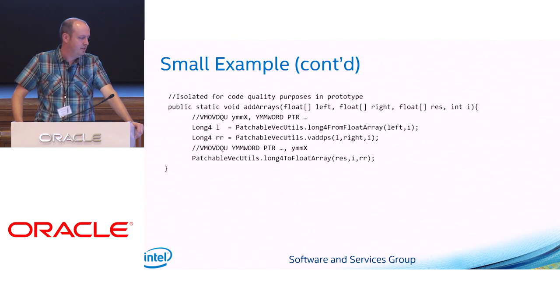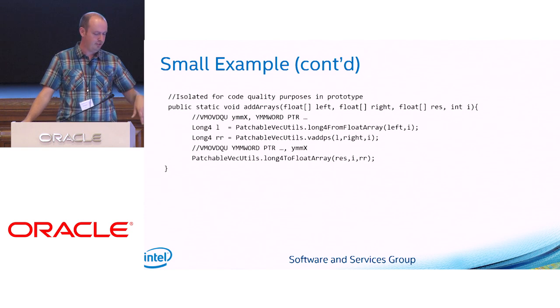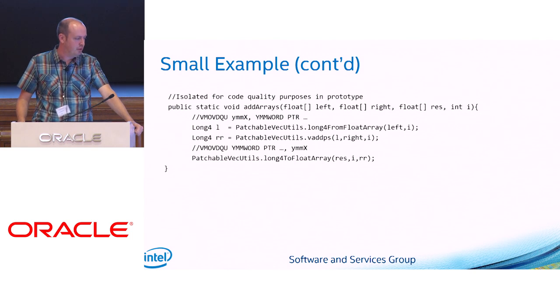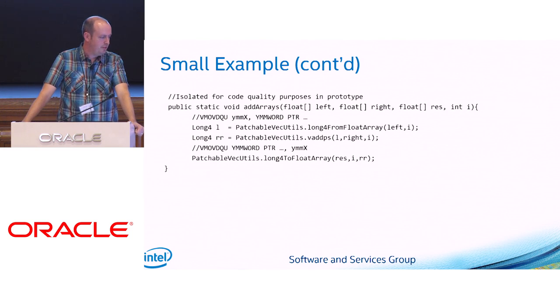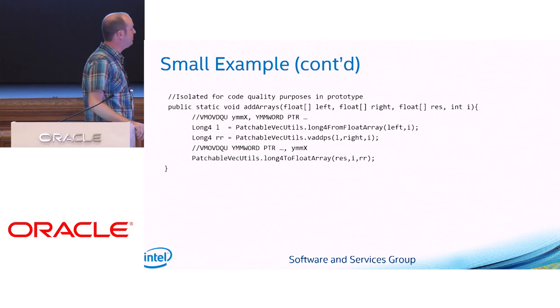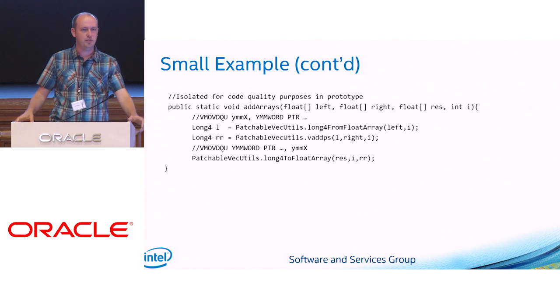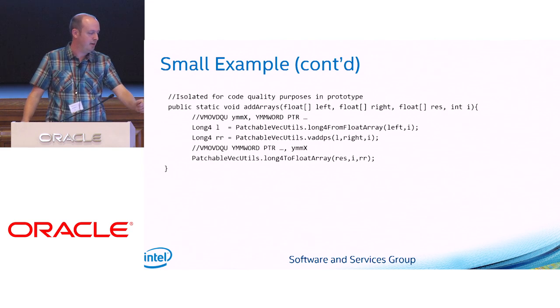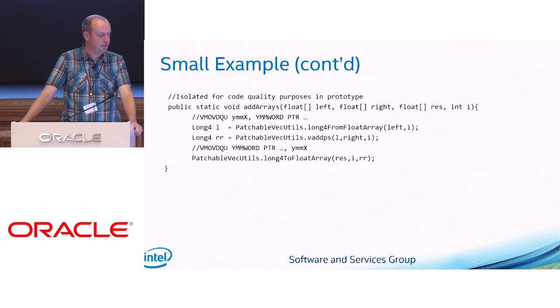So add arrays, just to isolate this code, for in the next slide you'll see why. But we have a method handle for loading from a float array, loading a long 4, so a 256-bit register gets loaded from that. We add the two together, and in this case, we are on a CISC instruction set. So if you got it, use it. So patchable VecUtils.vaddps is doing a sunk load right out of memory to save us some time and some instructions on the back end.